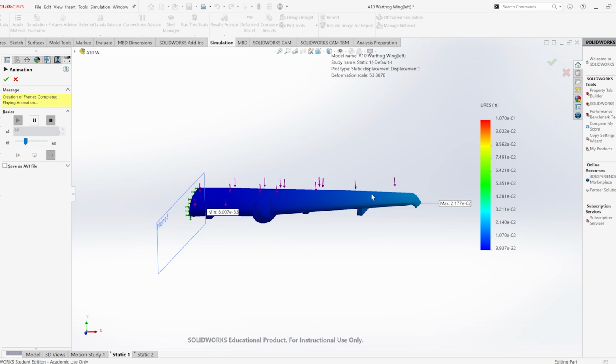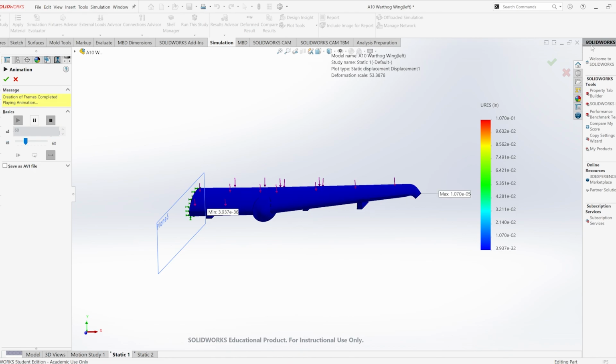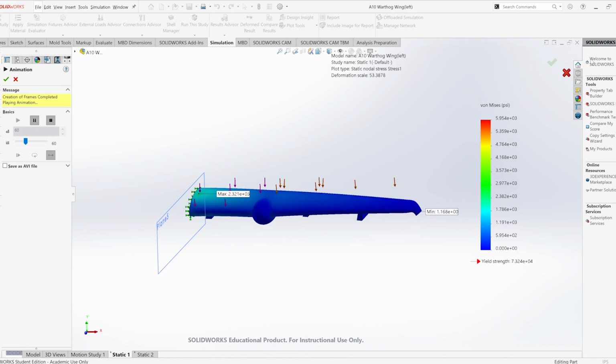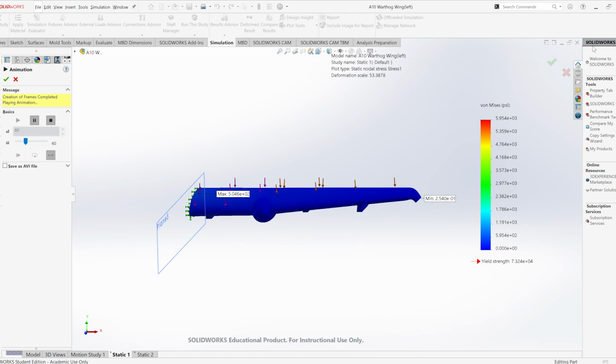For my simulation, I simulated the forces that occur on the wing during a high-speed turn by applying a 1,300-pound force to the surface of the wing to determine if a solid wing made out of 7075 aluminum will fail. Surprisingly, the wing had a maximum displacement of 0.107 inches and a maximum stress value of 5,954 psi, which is well under the yield strength of 73,240 psi.